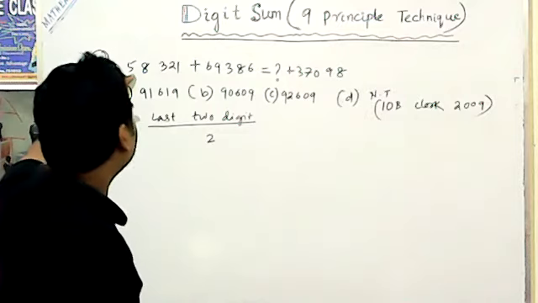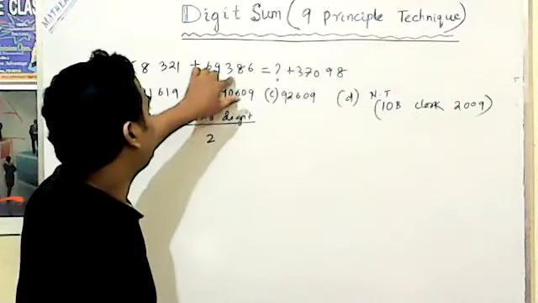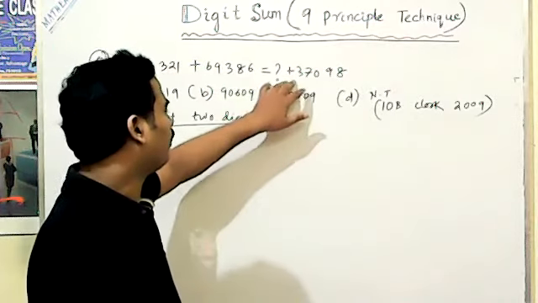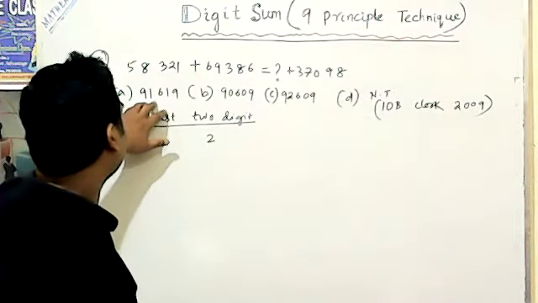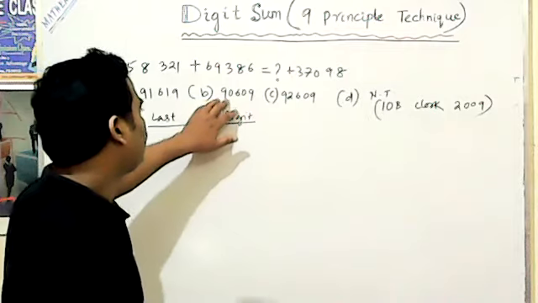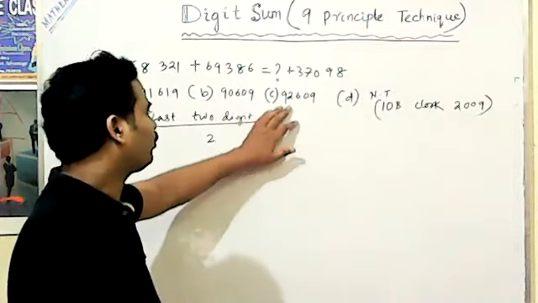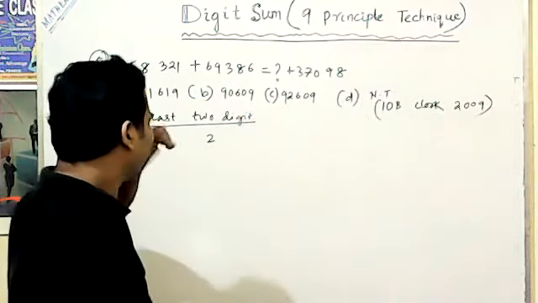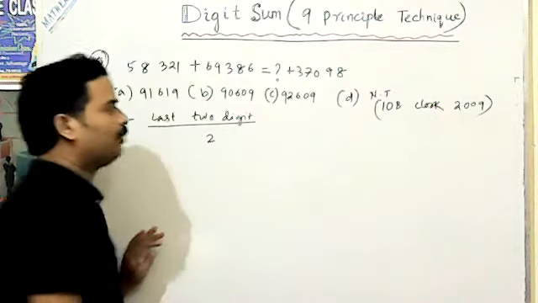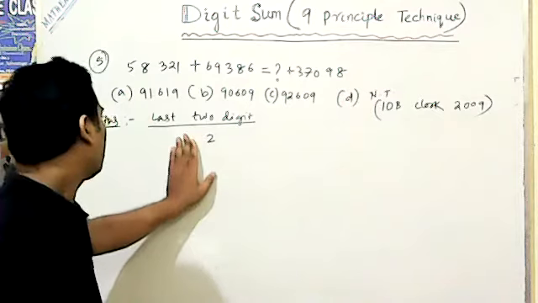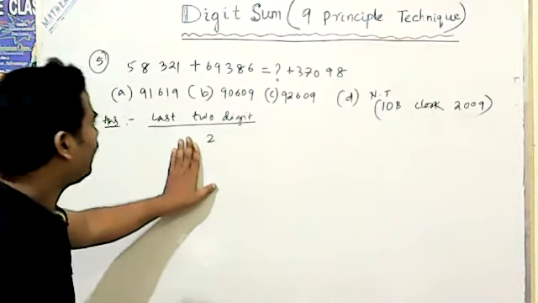Another question: 58321 plus 69386 plus question mark equals 37098. Option A is 91619, option B is 90609, option C is 92609, and option D is none of these. This IOB question came in 2009, so you can apply a technique here.